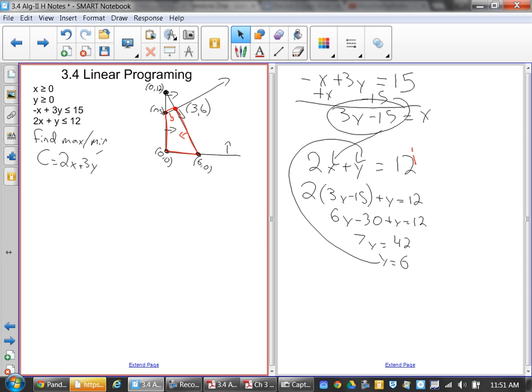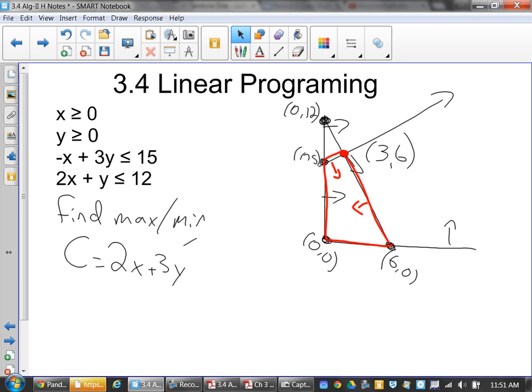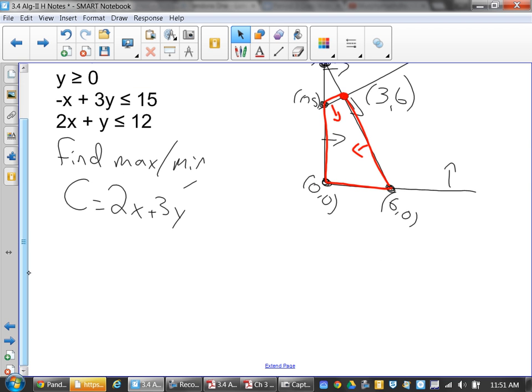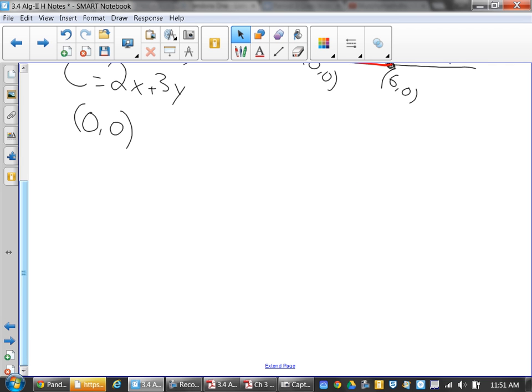What you want to do now is list out your 4 ordered pairs. For some problems you have 3, some problems you'll have 5. You don't know it until you get going. We have 0, 0, 6, 0, 3 and 6, correct? Yep. And 0 and 5?